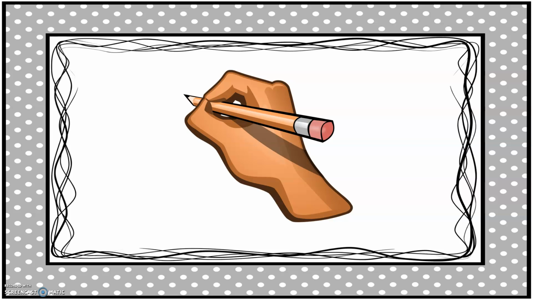The next word is try. Try. Try your best. You should have written T-R-Y, try. The next word is cried. He cried when he didn't get it right. Cried. You should have written C-R-I-E-D. Remember, you change that Y to I and then add ED.